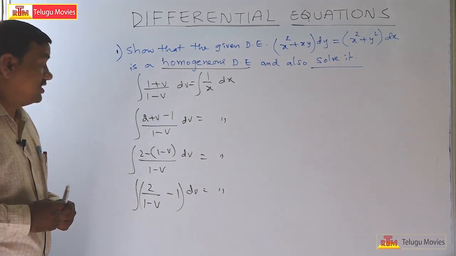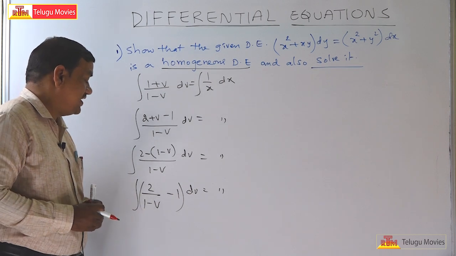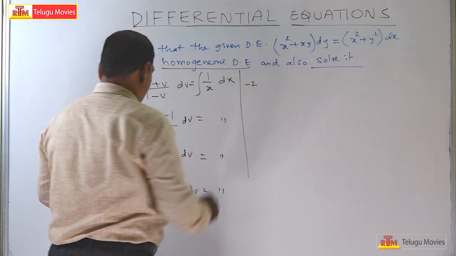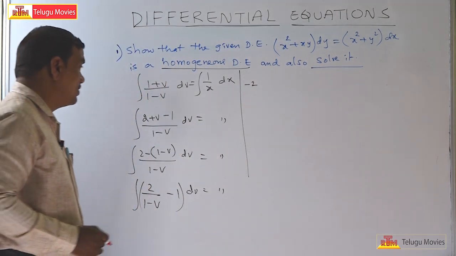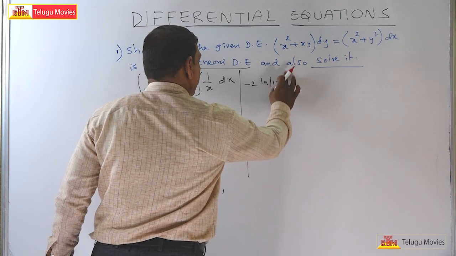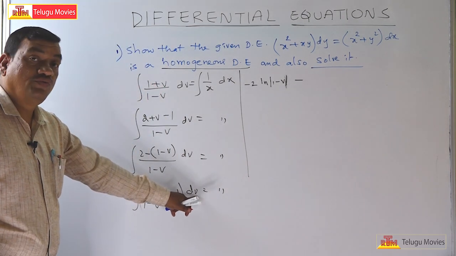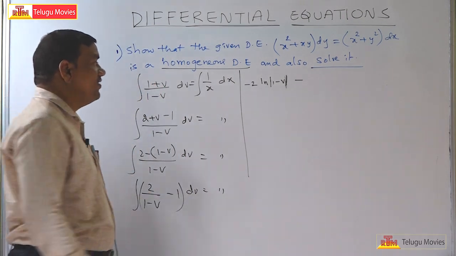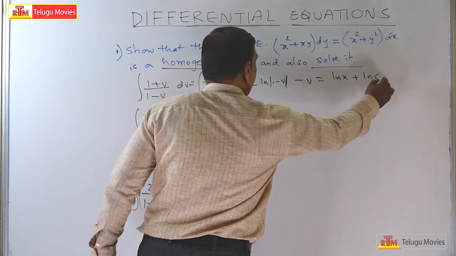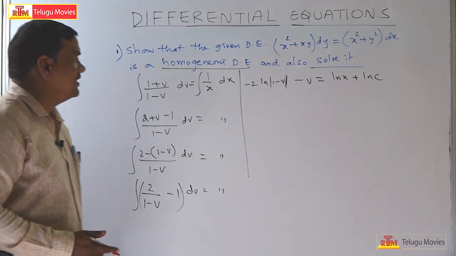Now let us integrate this. So 2 by 1 minus v. The integral of 1 minus v is minus 1, so you can write it as minus 2. You can take minus 2 common outside. So this is ln of (1 minus v) minus 1 integral with respect to v. See here, with respect to v, the integral of 1 by x is equal to ln of x plus ln of c, the constant of integration. Okay, now. So let us simplify this.